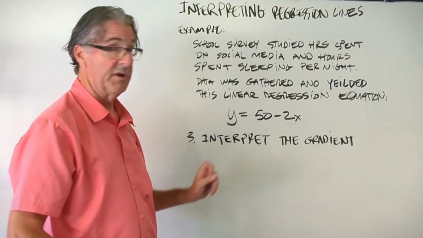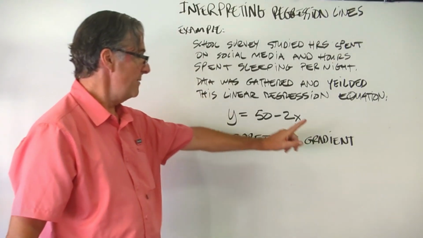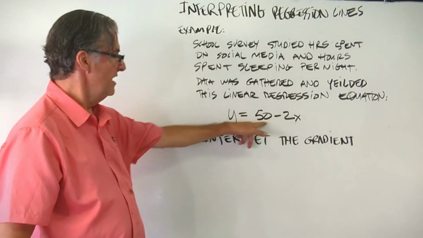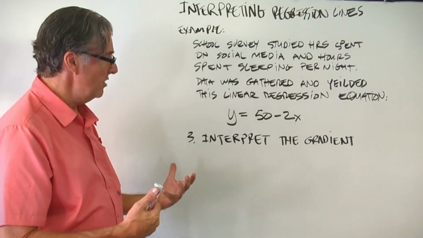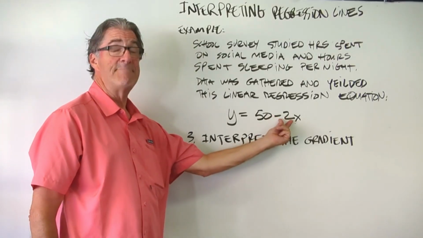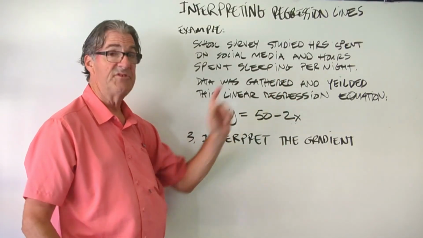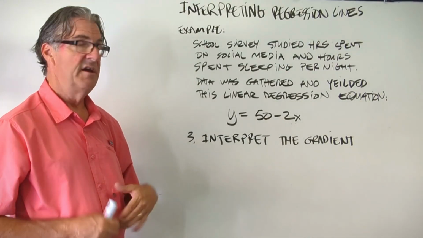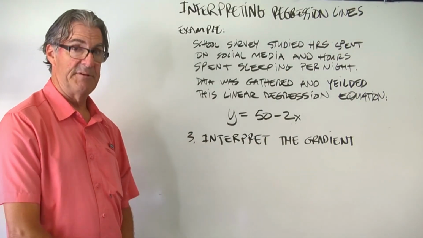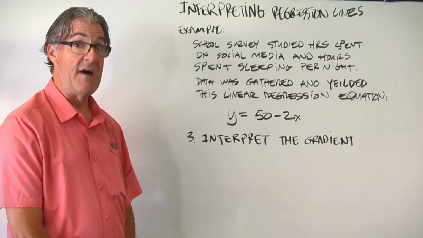It says interpret the gradient. Now that means this -2 number in our linear regression equation. So pause the video and think a minute about what that -2 means in terms of our situation. Our situation compares hours on social media compared to hours of sleep. Pause the video, think about that one.